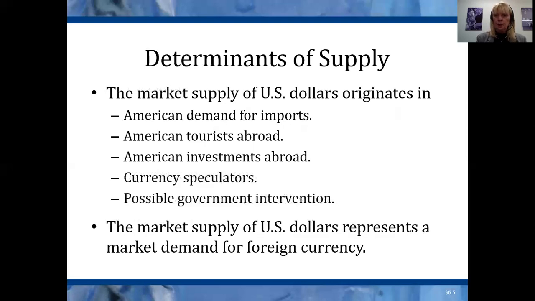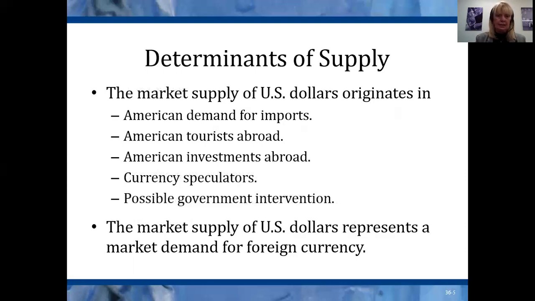When we travel to other countries, I recently went to Spain. When I went to Spain, I sold my US dollars to buy euros so that I could spend them in Spain. When Americans invest in other countries, same thing. You sell your US dollars to buy the local currency so that you can pay for this investment.